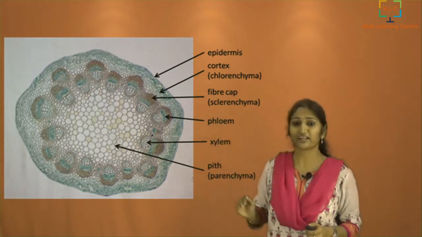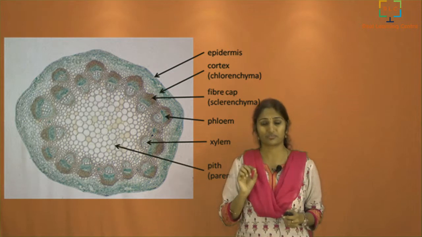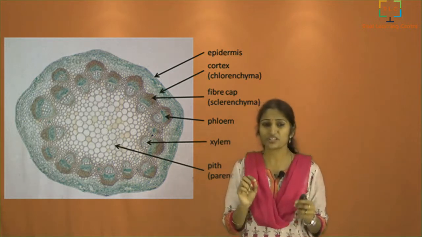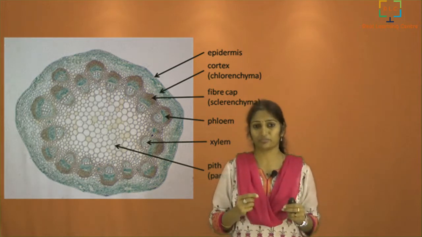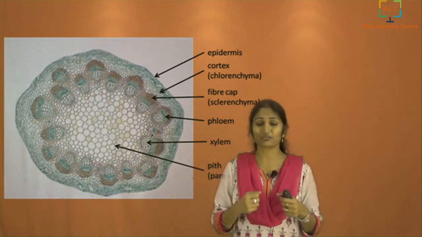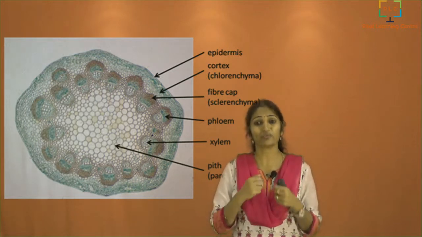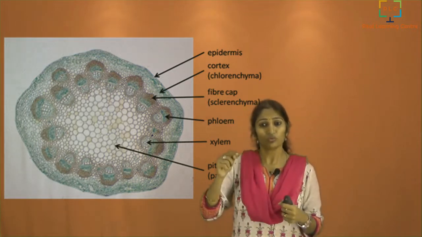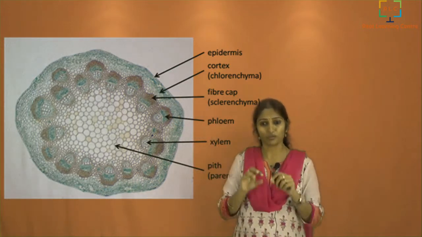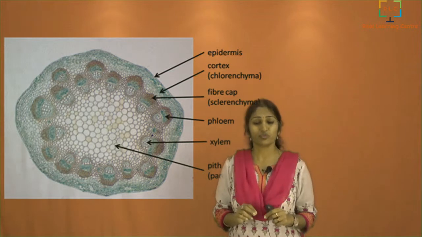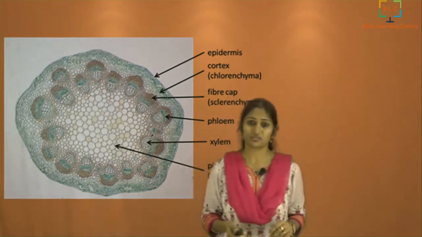Just inside that, we have a tissue called cortex. Now this cortex is made up of cells which are slightly stronger. They help to withstand high temperature, high pressure, water and wind. Just inside this cortex, we have a fibrous cap, which is a very important part of the stem.